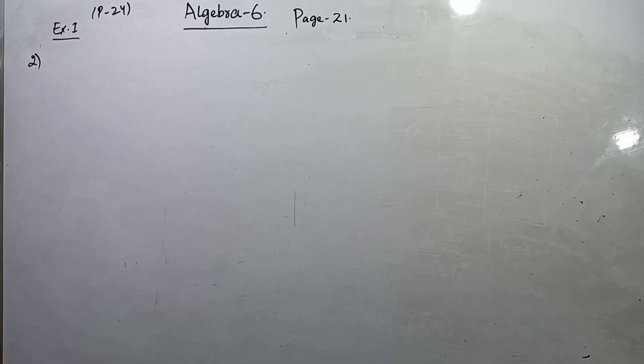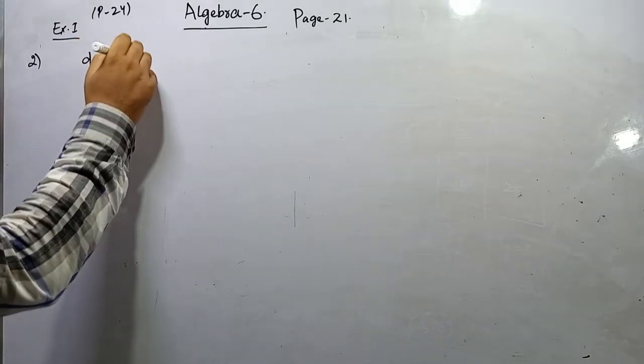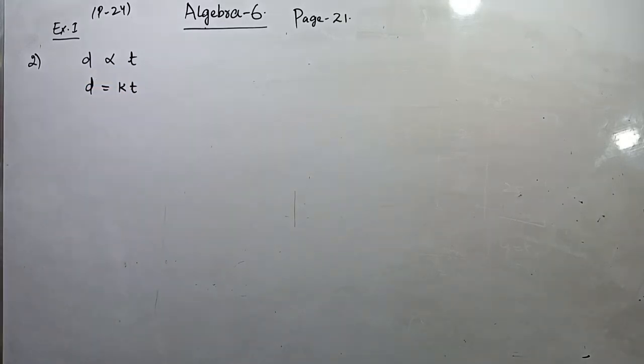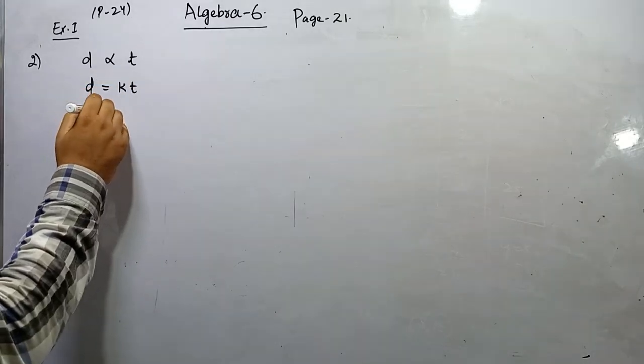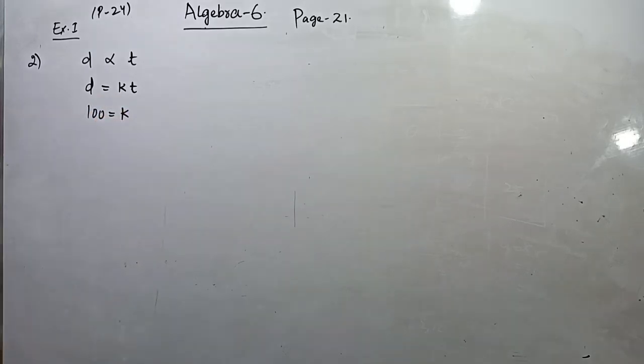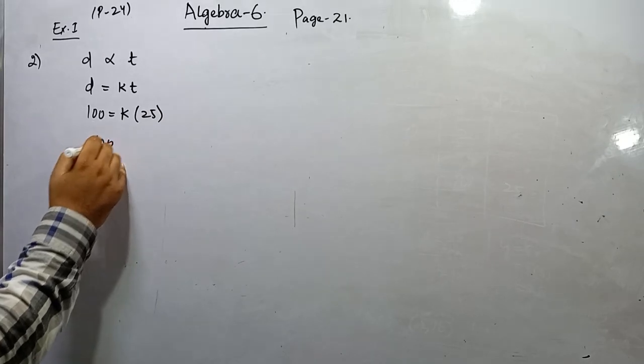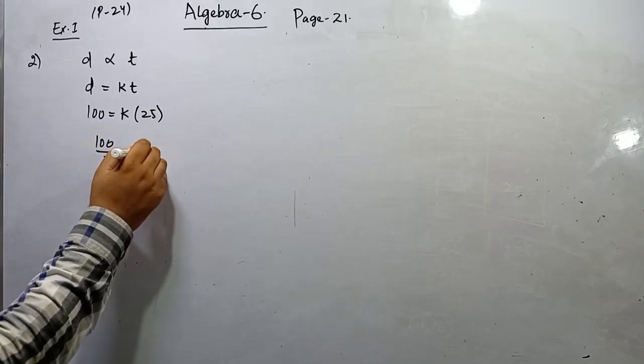D is directly proportional to T if D is equal to 100 when T is equal to 25. So D is directly proportional to T, so we can write D is equal to KT. And if D is equal to 100, T is equal to 25, then I will find the value of K. It's 100 by 25 is equal to K.